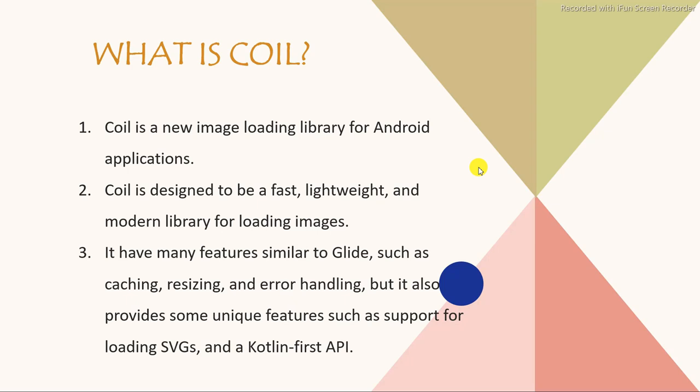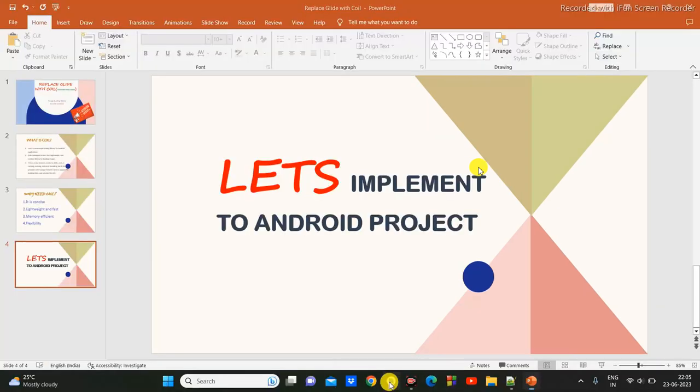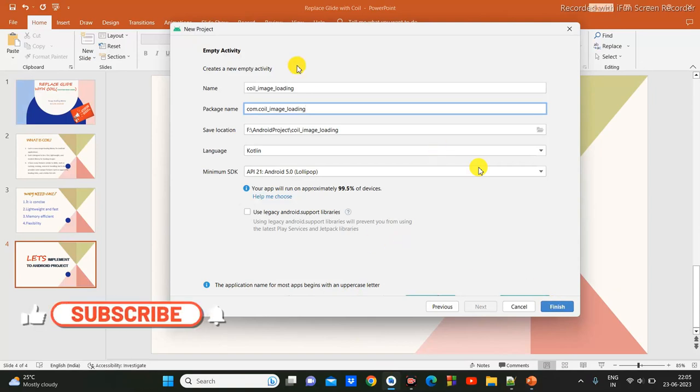It has many features similar to Glide, such as caching, resizing, error handling, all those things are there. Why do we need Coil? It's small in size, lightweight, fast, memory efficient and flexible. So in this video we are going to add the Coil library in our project.